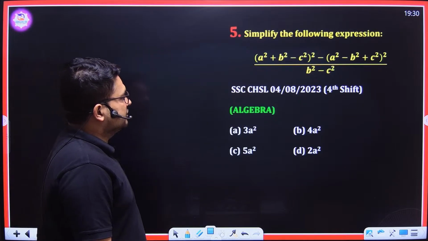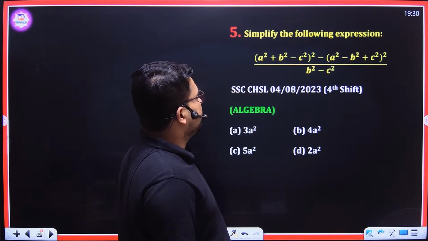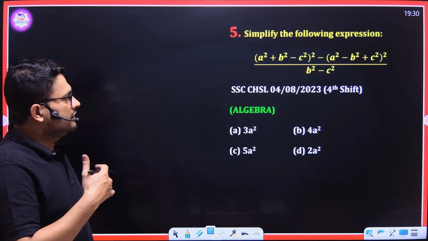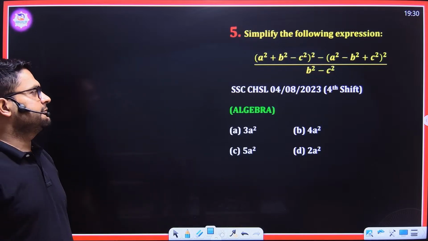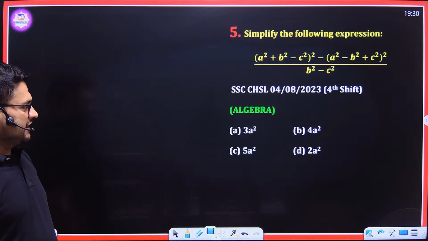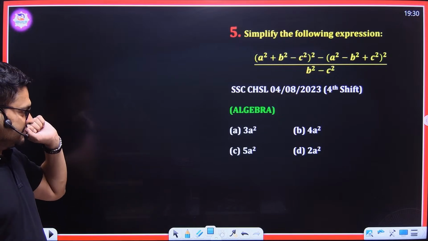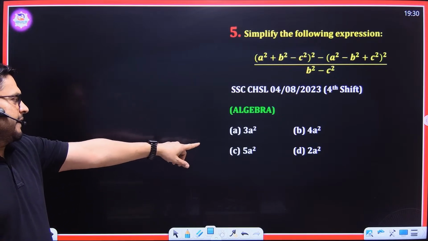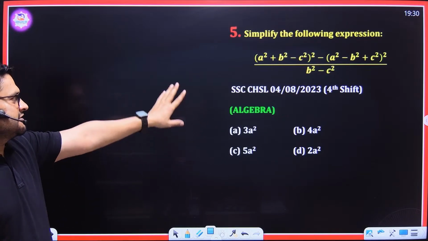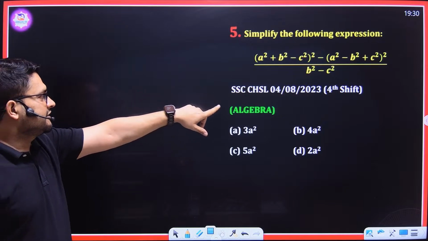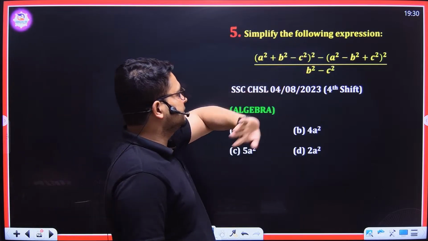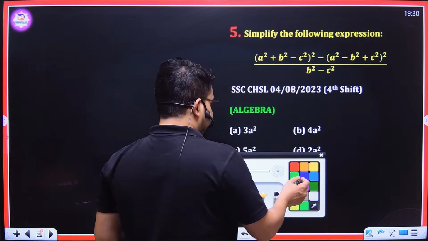Simplify the following expression: (a square plus b square minus c square) whole square minus (a square minus b square plus c square) upon b square minus c square. In my options, all the options contain a. It means my answer does not depend on either b or c. So I can eliminate b or c.